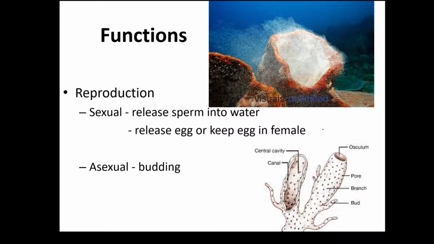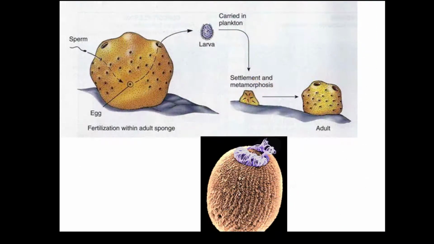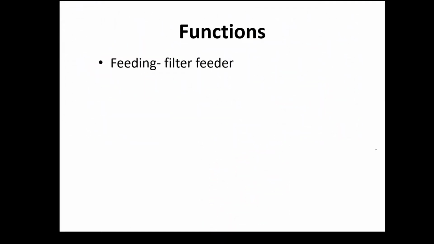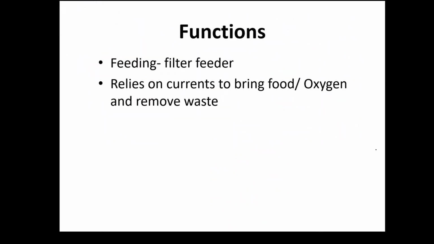They are not plants. They do not have roots. They have anchors that anchor them into rock or coral. You can see that a little larva comes along and plants down. Like I said, they're filter feeding. They rely on currents to bring oxygen and food in, and also to remove waste.